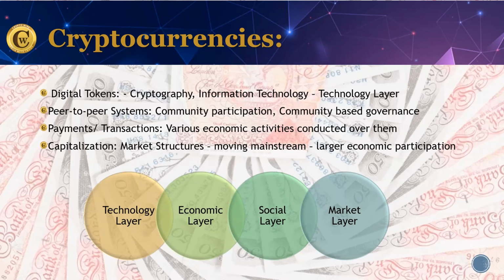These are also available for capitalization in the capital markets. Today there are many exchanges, and people want to connect this with the real economy. Some people want to diversify their portfolios into cryptocurrencies and other things. So basically what we are seeing is that cryptocurrencies, after 10-12 years of existence, are slowly going mainstream, and there is larger economic participation. So today there is a market layer also.